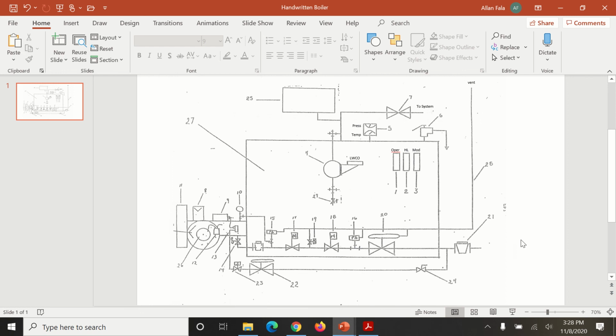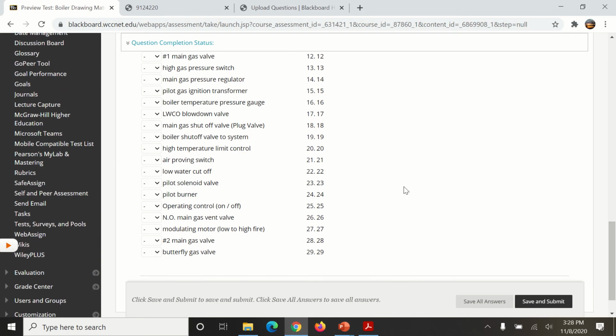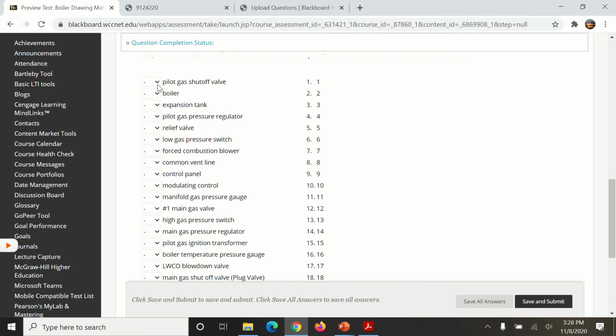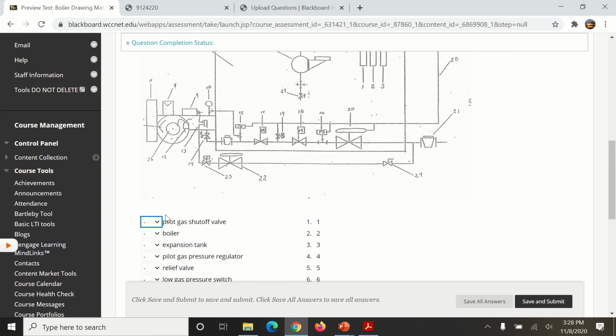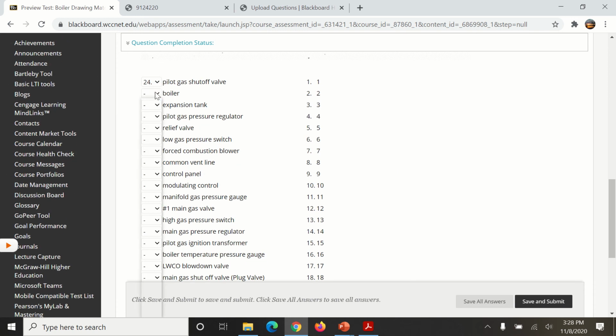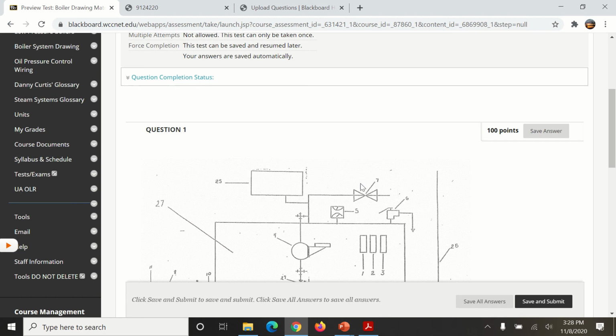I think that's about enough explanation on this to probably give away all the answers, but 29 matching questions. It looks like this. So pilot gas shutoff valve. Here is the pilot gas shutoff valve here. So I would pick number 24 for that. And then the boiler, obviously number 27 is the boiler. So you would pick number 27 for that. And then expansion tank, 25.